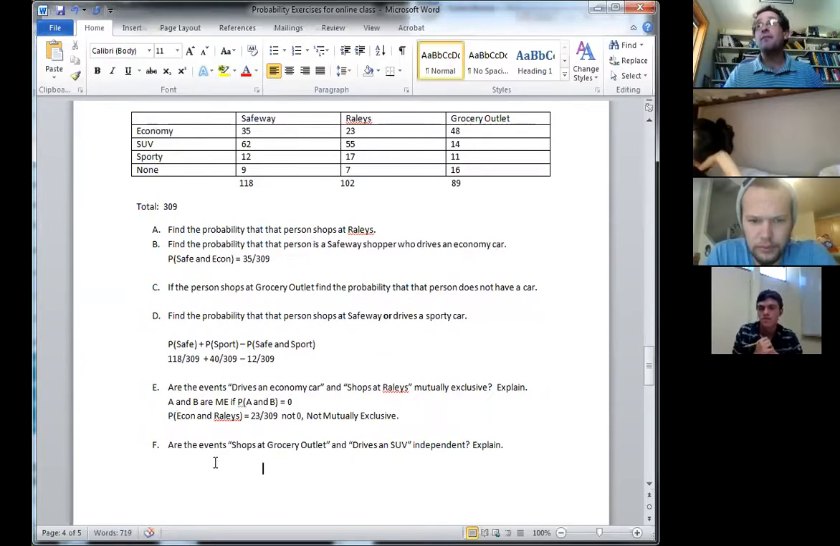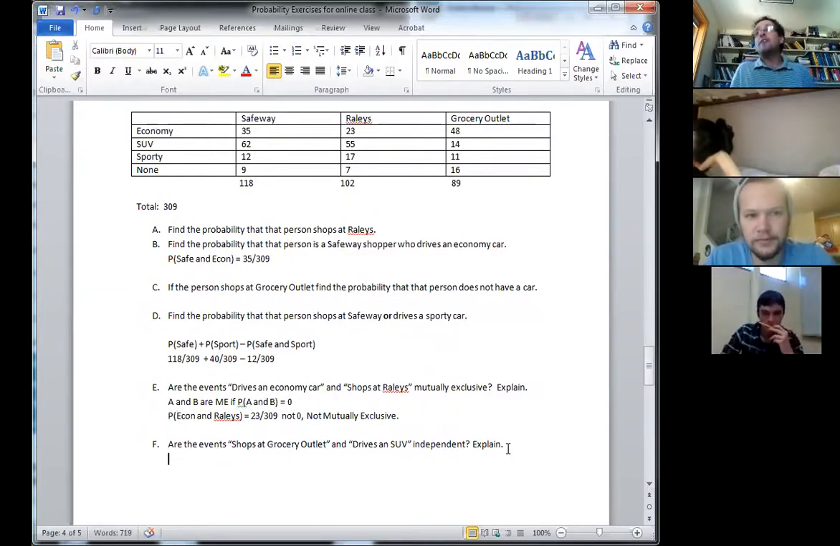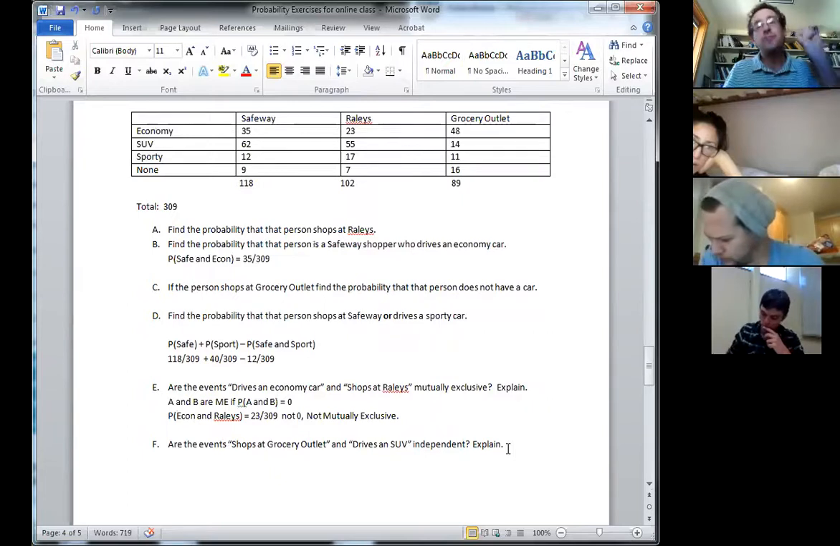Any questions on that? Okay, then finally, are the events shops at grocery outlet and drives an SUV independent? So now you have to remember something I put in about 45 minutes ago about the definition of independence. There were 3 equations. You can pick any of them you want. Let me remind you, and I'll write them in again because they're important enough.